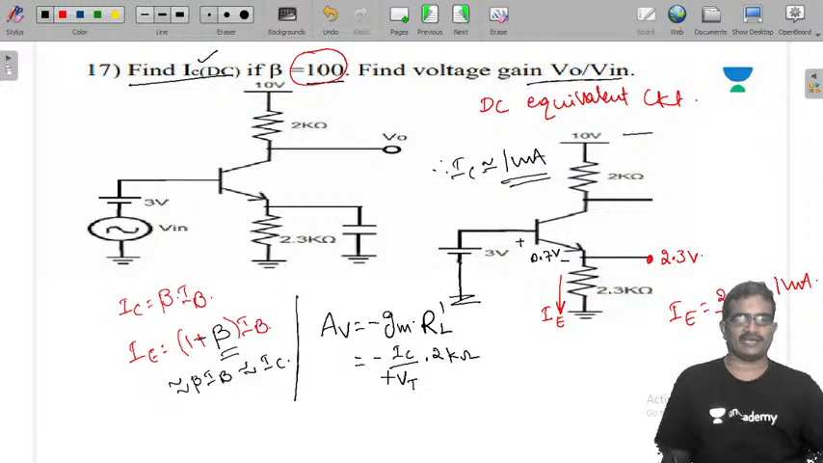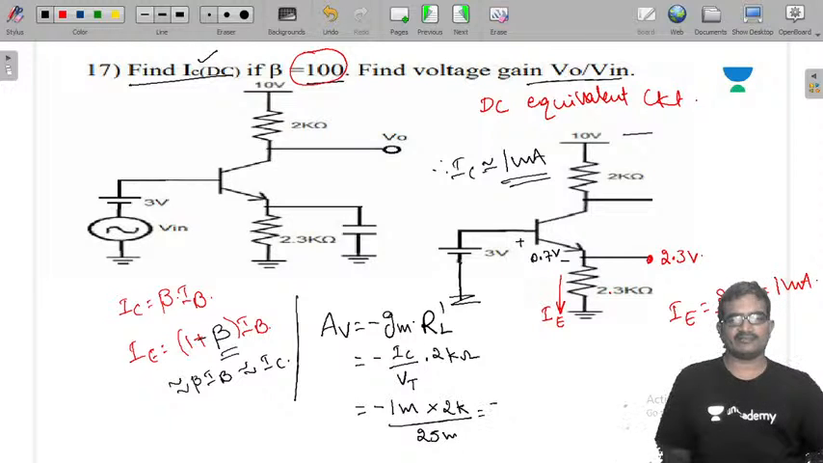Just substitute the values. Minus IC value they given, we got 1 milli into 2 kilo ohms by 25 milli. So that is minus 2 by 25, 2000 by 25. Okay, it is minus 80. Simple. That is the gain.